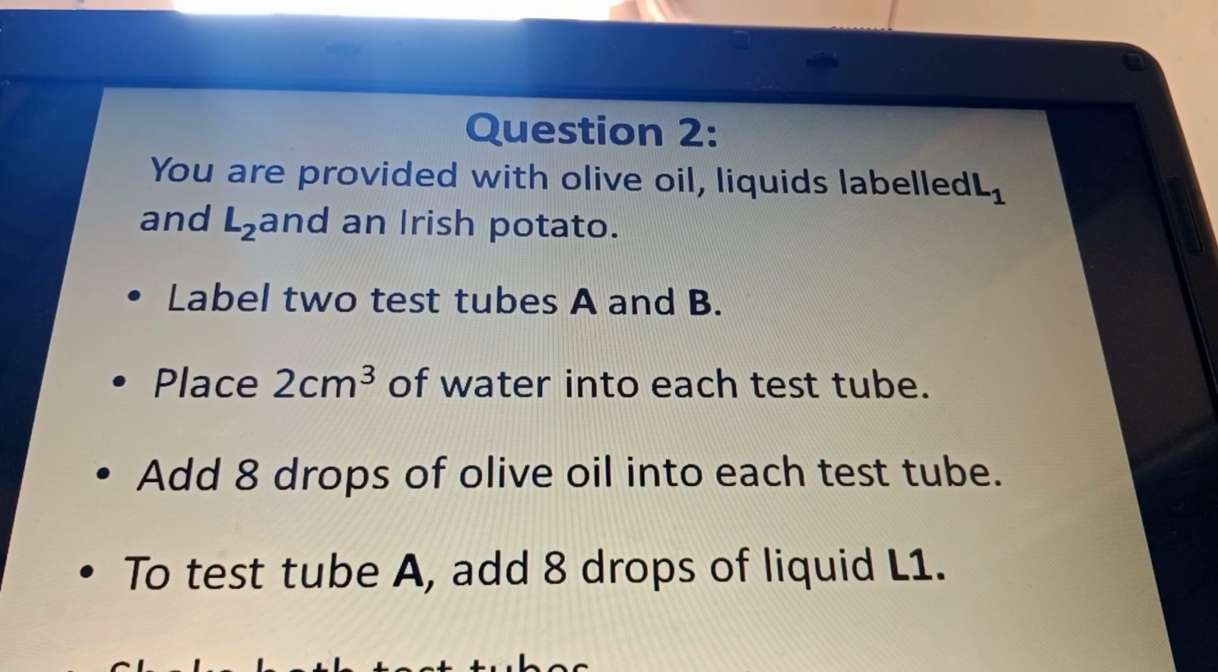Having gone through question 1, we go to question 2. You are provided with olive oil, liquids labeled R1 and R2, and an Irish potato. Label 2 test tubes A and B. Place 2 cubic centimeters of water into each test tube. Add 8 drops of olive oil into each test tube. To test tube A, add 8 drops of liquid R1.